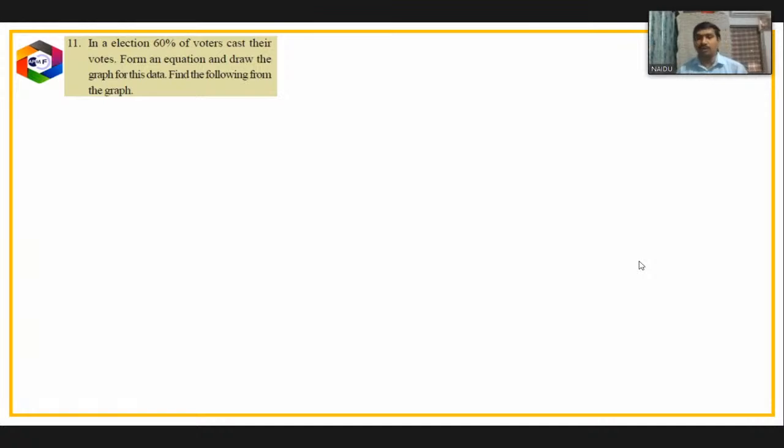Here the question is: in an election. Particularly from the 11th question, from this exercise, from 11 to 18, I think 8 questions are left in this exercise. From these questions only, they will usually give 8-mark questions in the summative. From 11 to 18, any one question you will definitely get.